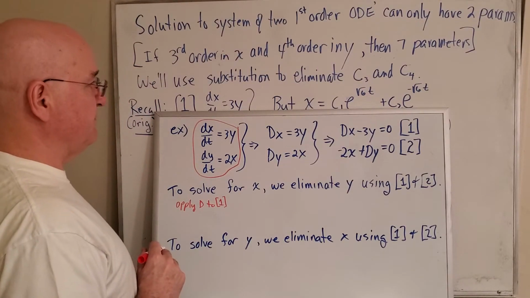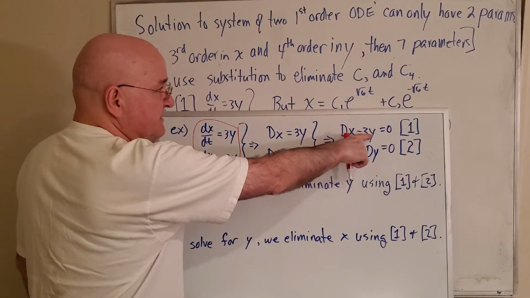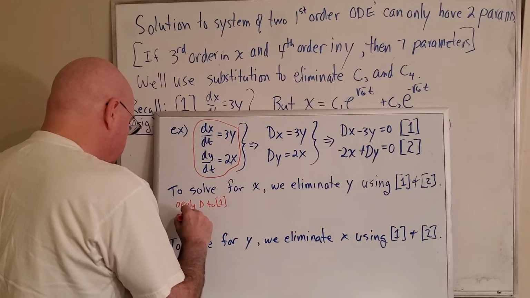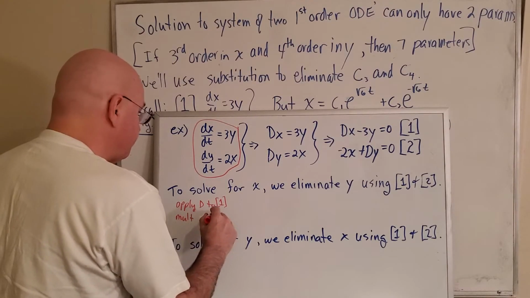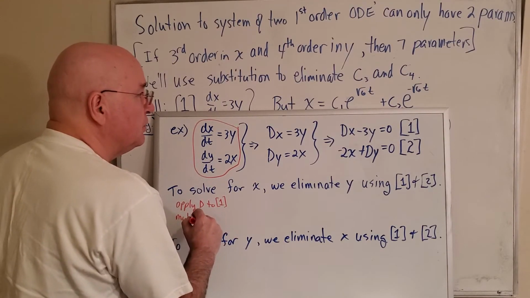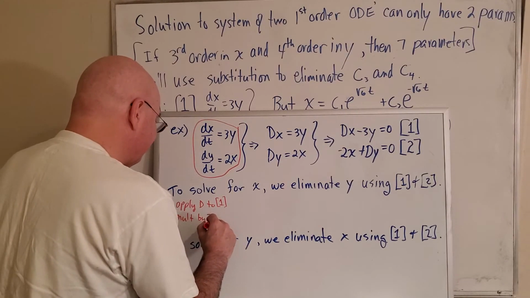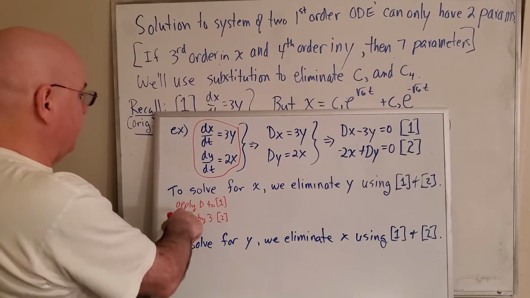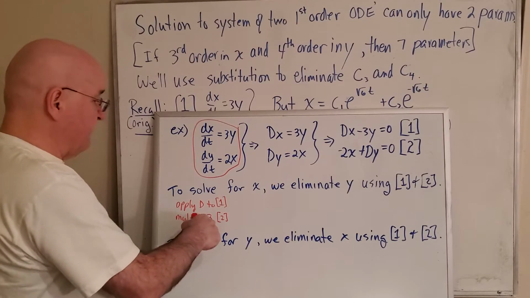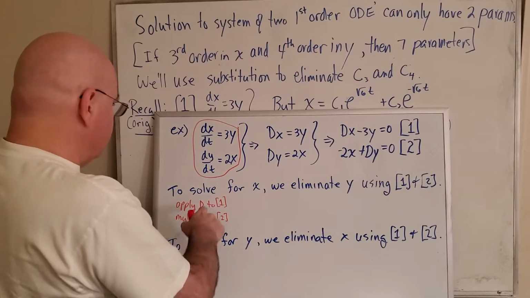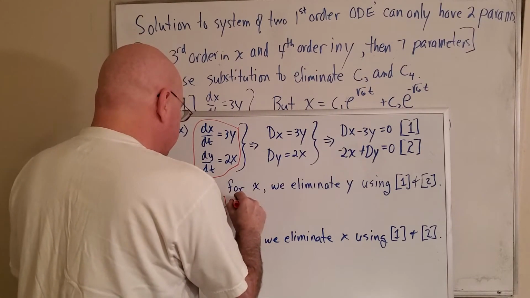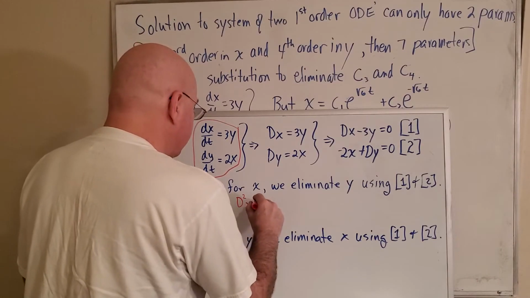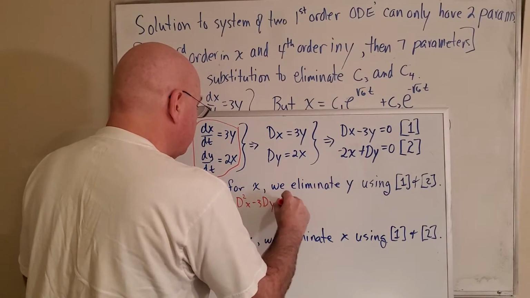I think that's all I need to do for that. That would give me a negative 3Dy. And then I have a Dy here, so I need to multiply equation number 2 by 3. That might look kind of funny. Apply D to equation 1, multiply by 3 equation number 2. So if we apply D to this whole equation, I'm going to get D squared, right? D times D is D squared, x minus 3Dy equals 0.